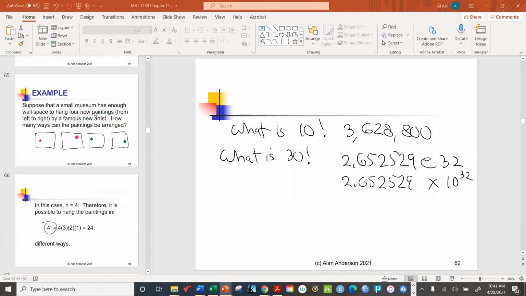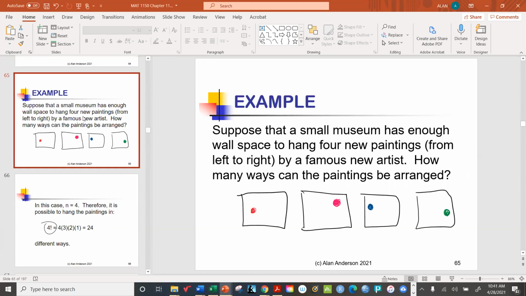But first, now that you get what's going on here, let's imagine the following situation. You've got a small museum in the city, and they've got 4 new paintings by this new artist who's all the rage. And his paintings consist of a single colored dot on a white canvas. Oh, so he's really popular, and his paintings sell for lots of money. So the museum has room for 4 of his paintings. How many different ways can they be hung? Or how many ways can they be arranged?